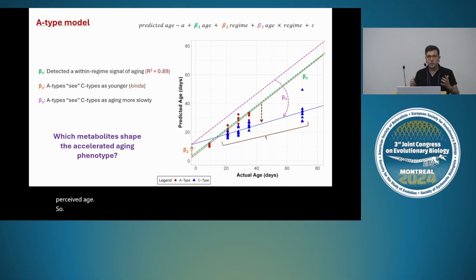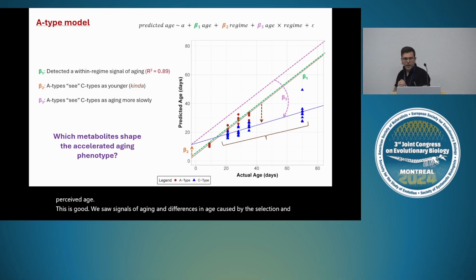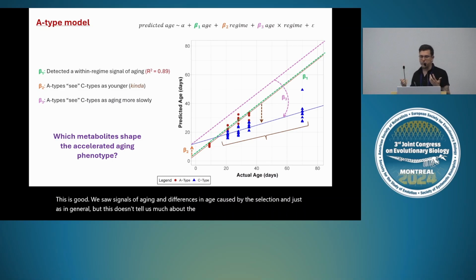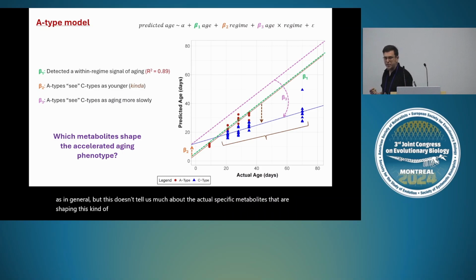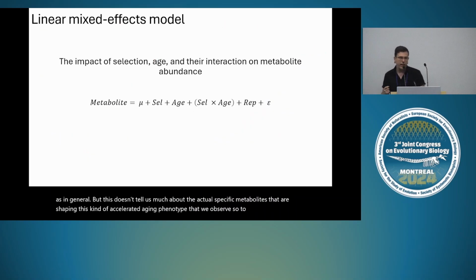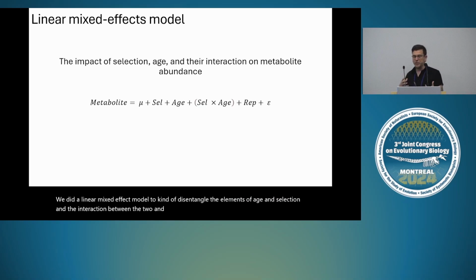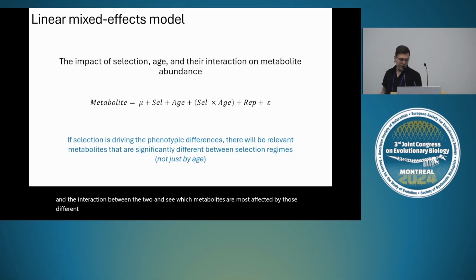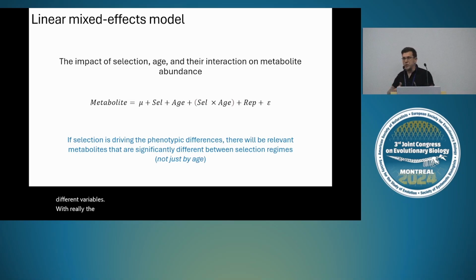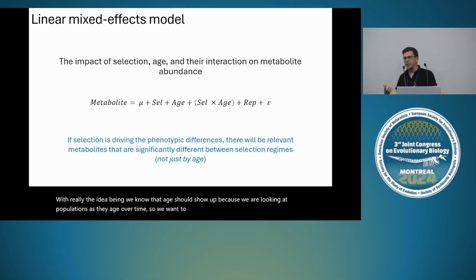So this is good. We saw signals of aging and differences in age caused by the selection and just age in general, but this doesn't tell us much about the specific metabolites that are shaping this accelerated aging phenotype that we observe. So to look at that, we did a linear mixed effect model to disentangle the elements of age and selection and the interaction between the two, and see which metabolites are most affected by those different variables. We know that age should show up because we are looking at populations as they age over time. So we want to pull out what selection is doing in this process. How are we getting a difference in aging?